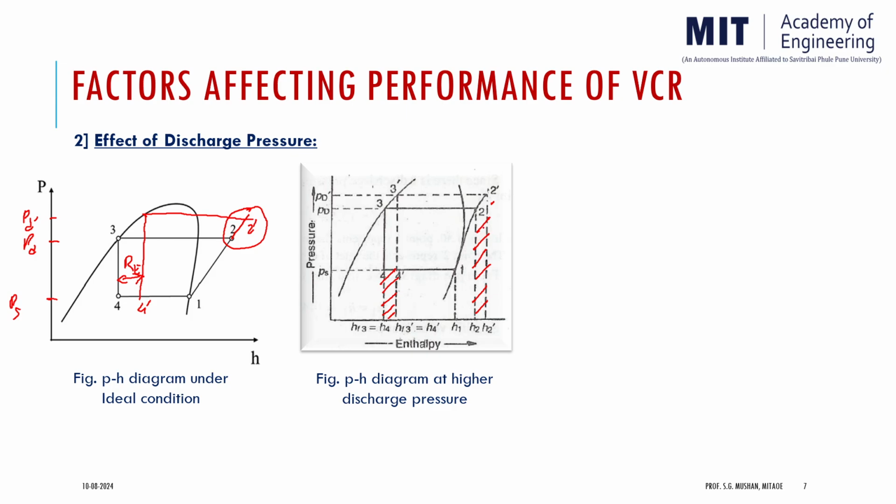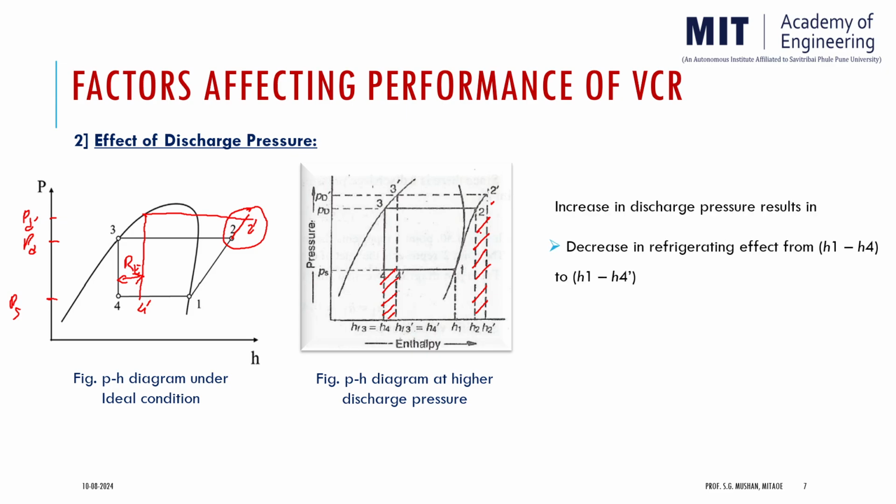By following this discharge pressure, we found that the refrigerating effect decreases from H1 minus H4 to H1 minus H4 dash. At the same time, the compressor work increases from H2 minus H1 to H2 dash minus H1. So again, here also we found that by increasing the discharge pressure, the net refrigerating effect has been reduced, while the compressor work has been increased.